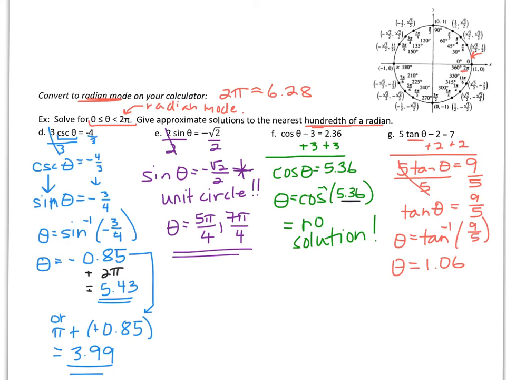But tangent's also positive in quadrant 3. So our second possible answer is 180, or pi, plus that angle. And remember, you have all of those definitions on the first part of the notes for 7.3. Pi plus 1.06 is approximately 4.20. These are all the notes for solving equations where you just have one trig term to isolate, and you get one or two answers or possibly no solution.